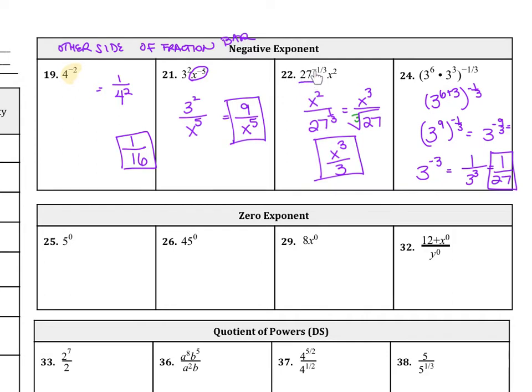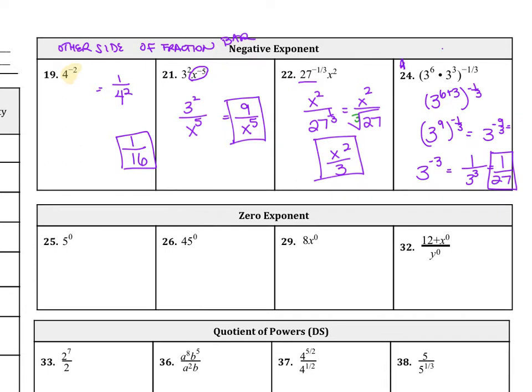Number 22, with the negative exponent, I'm just going to move that 27 to the negative 1/3 to the denominator. The x squared stays at the top because, again, it's a positive exponent, so it stays where it is. And so we could rewrite that, and I'm sorry, this is a square. So 27 to the 1/3, we can rewrite that as an nth root. It's really the cube root of 27, and the cube root of 27 is 3. So you can simplify that a little bit more here. We'll clean this up a little bit.